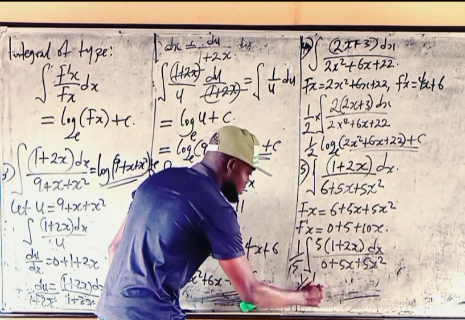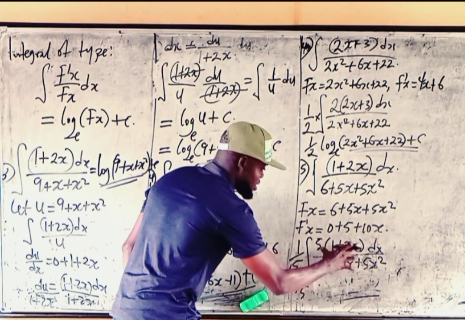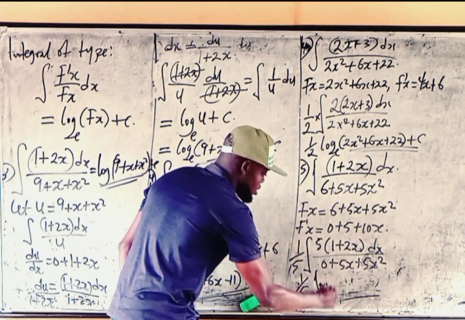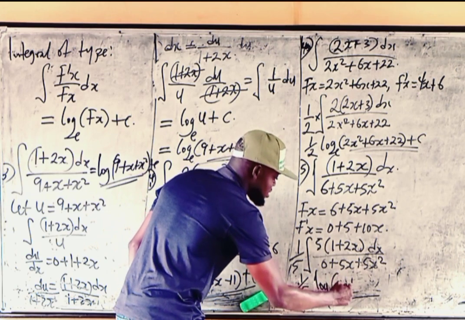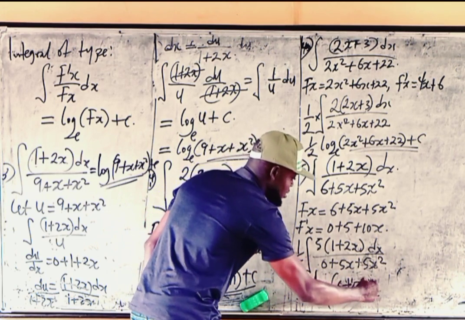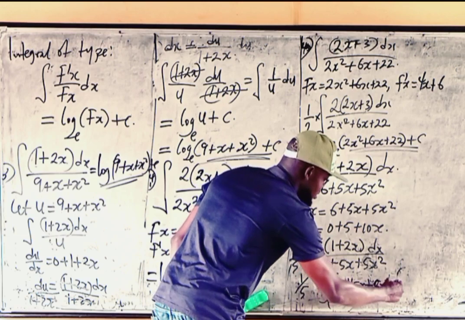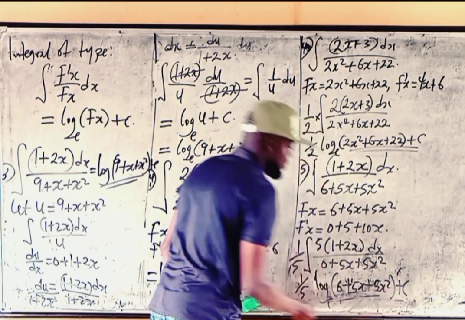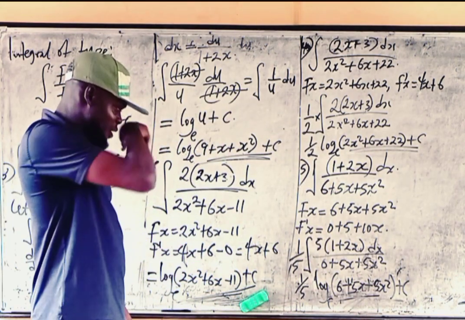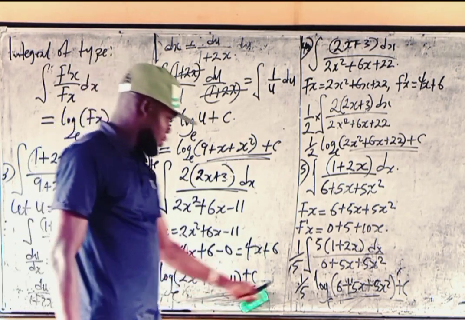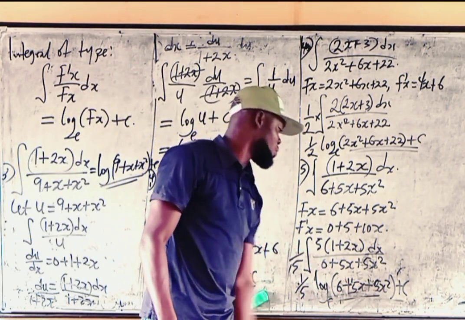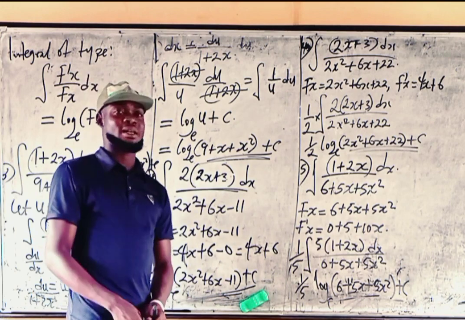And I will say, since if I differentiate this, the answer will be this, I will take log of this denominator, 6 plus 5x plus 5x squared. Then I'll add plus c to it. So I'm having 1 over 5 log e of 6 plus 5x plus 5x squared plus c. That's what I'm going to have as the final answer.